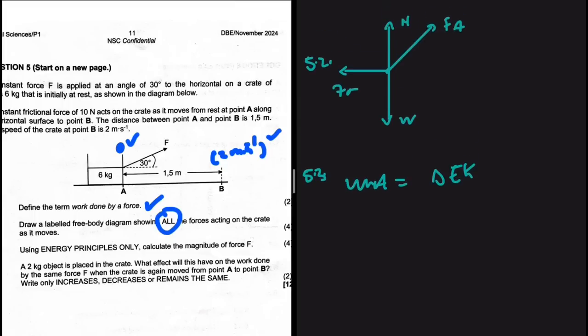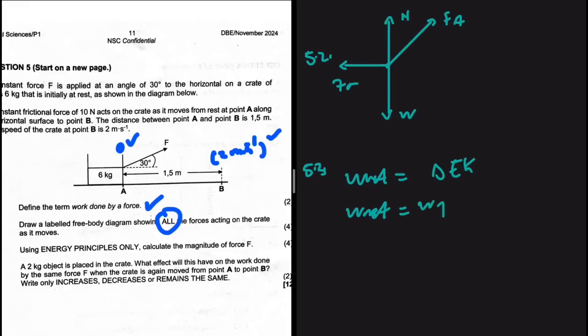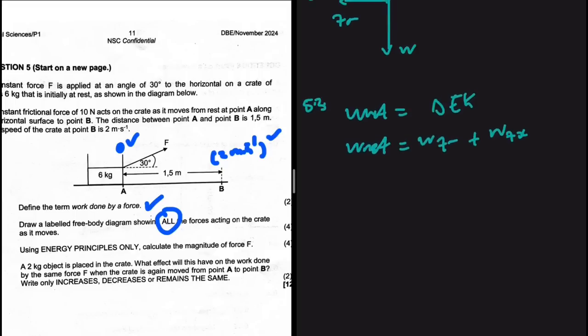But if we use the net work equal to the change in the object's kinetic energy, it is also equal to the summation of all the work done by the individual forces. The frictional force does some work on the object, and the horizontal component of the applied force also does work on the object. So we have the work done by the frictional force plus the work done by the horizontal component of the applied force being equal to the object's change in kinetic energy.